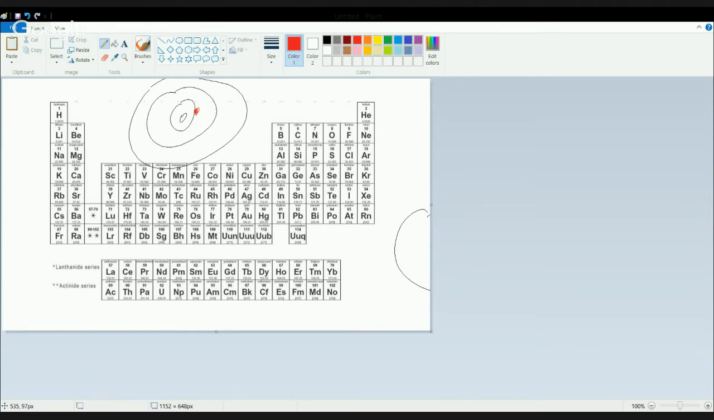Now, if you give him electricity or some sort of heat or something, he could absorb energy and move outward. When he moves outward, that's when he absorbs energy. He takes it in. Now that electron isn't stable out there, that's called his excited state.